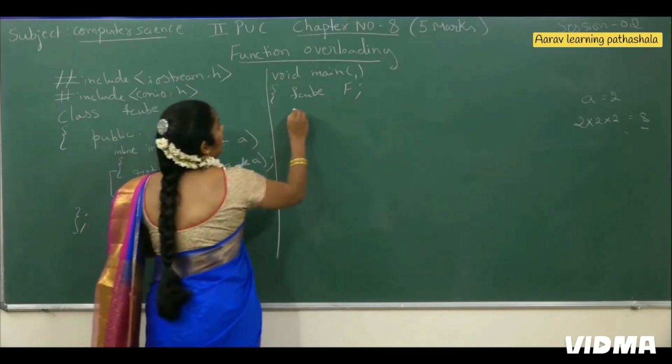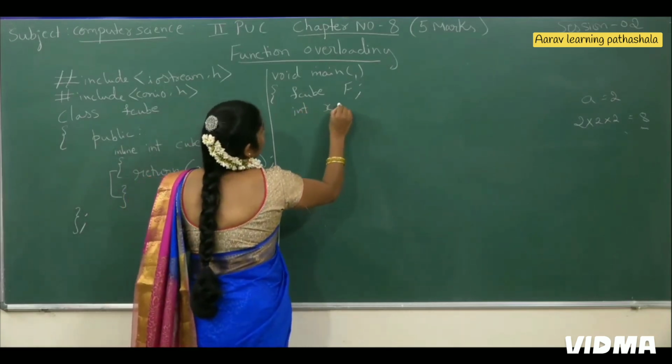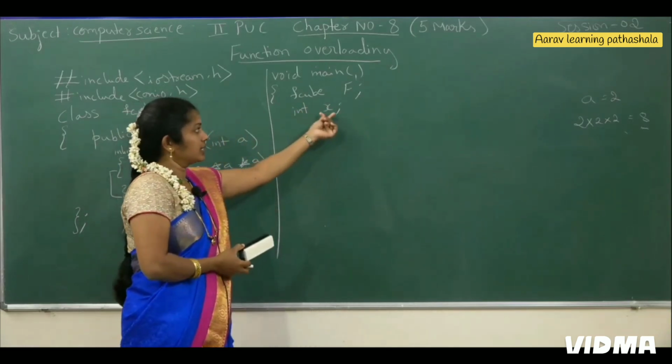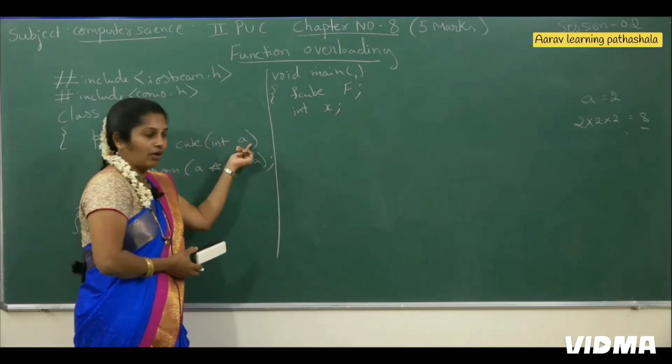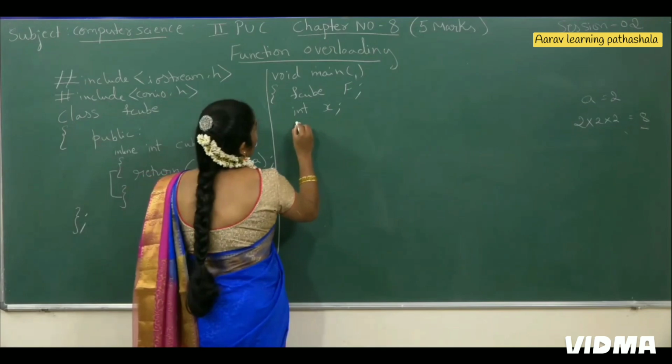Next, what do I have to write? I am going to take the arguments, that is the value to take. Int x I am going to take, whereas x is the original value and a is the dummy value. Actual argument, formal argument.